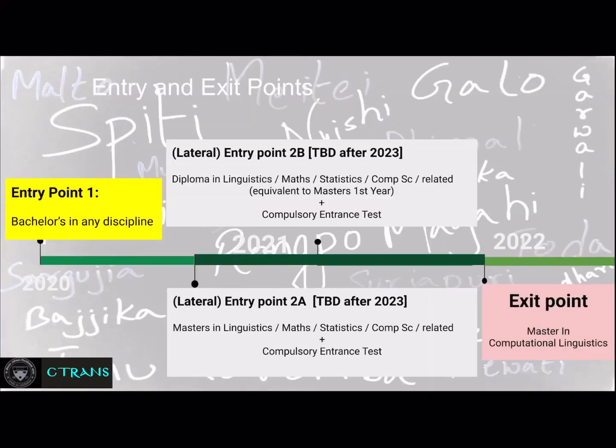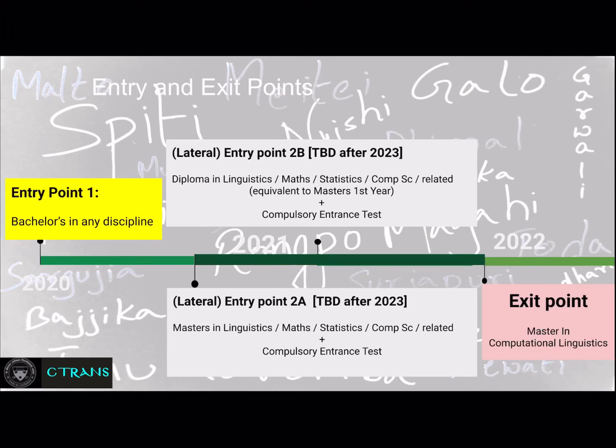Okay, so let's say entry and exit points. If you have a bachelor's in any discipline, you could apply for admission in the program. You should have a minimum of 45% marks, which is kind of the bare minimum, and after 2 years you will get an M.Sc in Computational Linguistics. There is an option for lateral entry. However, we are not starting this straight away.